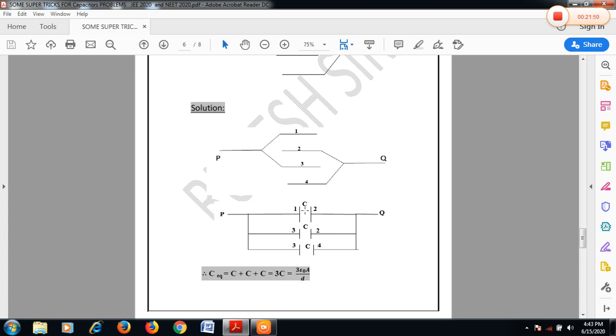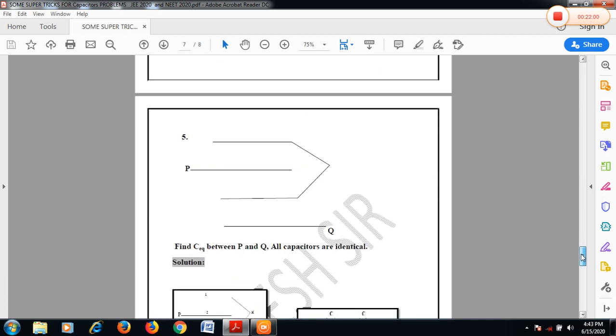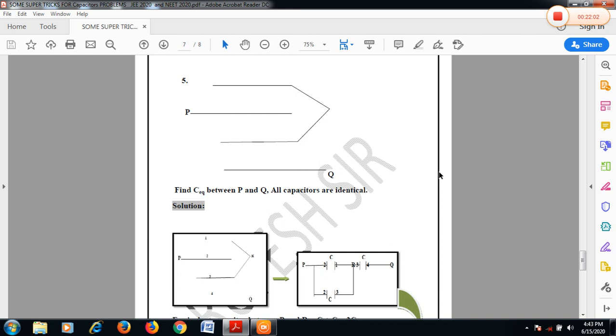So I hope you have understood well so far, so that we can move forward to the next type of problem. You may come across this type of problem in different previous year questions. Sometimes you are very confused about how to solve this type of equivalent capacitance problem. So let us do the solution.